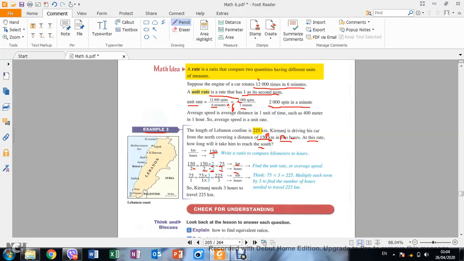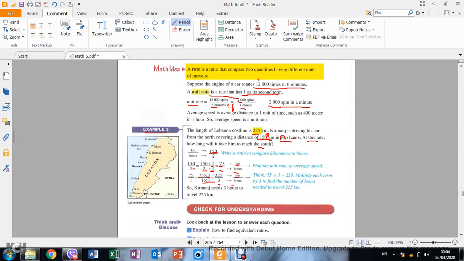After that, look, 75 times 3 is 225. Multiply its terms by 3. We need to multiply this number to equal the total. Our total is 225. So 75 multiplied by which number equals 225? Multiply by 3, and at the same time multiply the 1 by 3. So 225 is kilometers and 3 is hours.